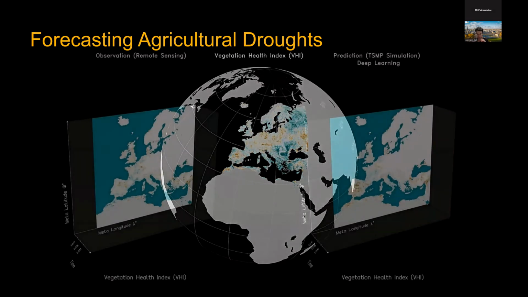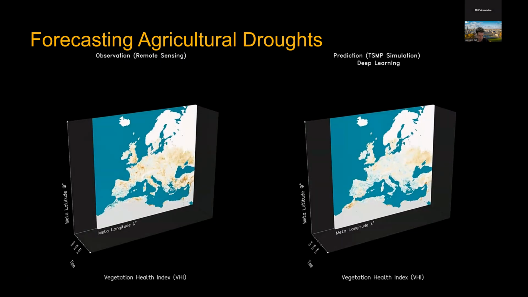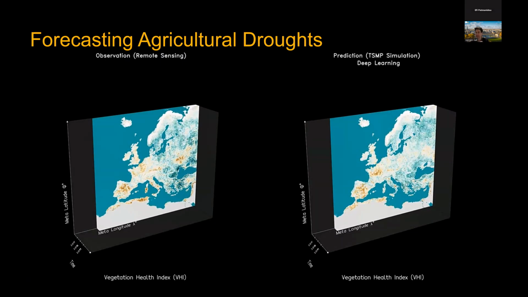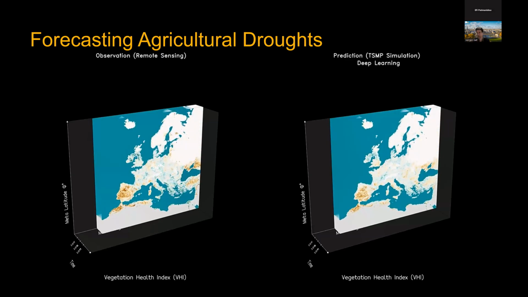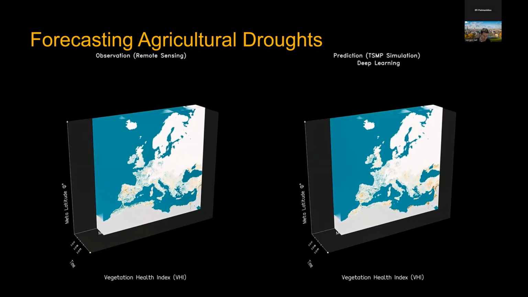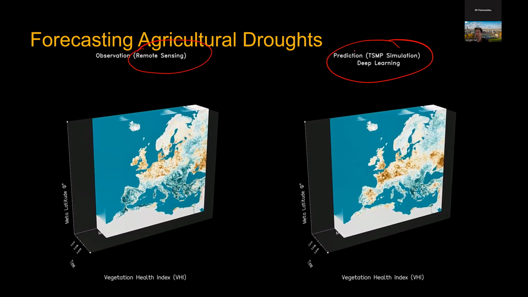Red means a high probability of a drought, while the blue or green color means everything is fine. There's not a big issue. And now what you actually see is a prediction two years ahead. You see the results from remote sensing, and this is the prediction our model gives.